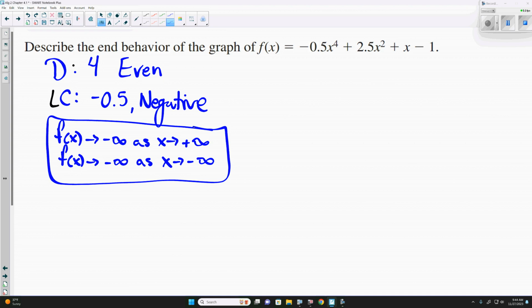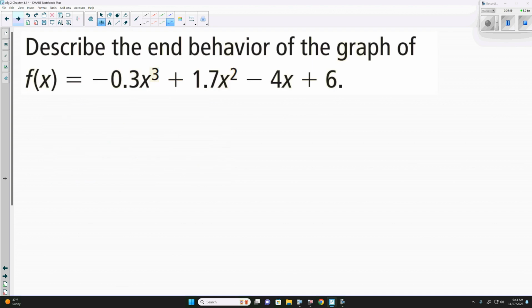Questions on this here? You ready for the next one? What is the degree of this? 3. So the degree is odd, because if we're just describing end behavior, we're looking for even or odd. So the degree is odd. The leading coefficient is positive or negative. Because the leading coefficient, the number in front of the x cubed, is negative 0.3. So we have odd and negative.